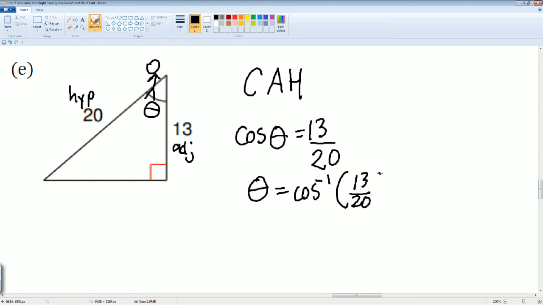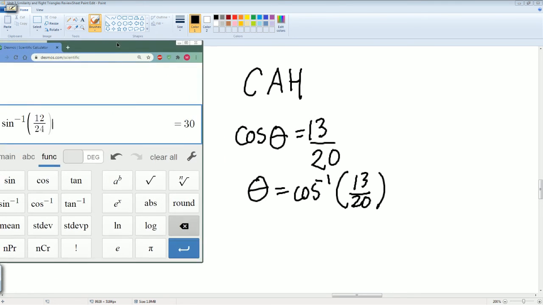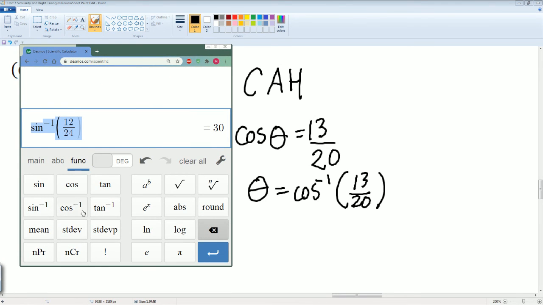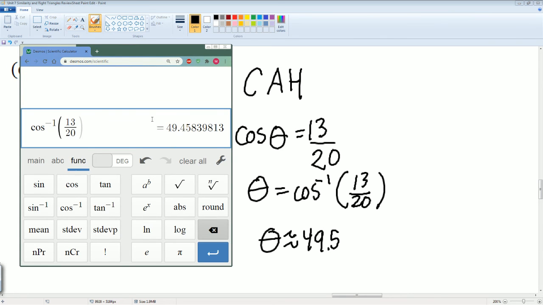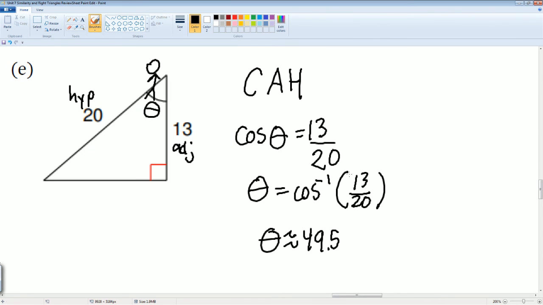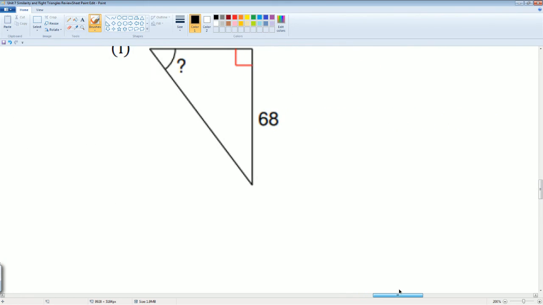So now I go to decimals. I type in cosine inverse 13 divided by 20. I get 49.45, so that's roughly 49.5. Theta is roughly 49.5. Is that correct? Let's just double check. 49.5. Good. And let's do letter F.